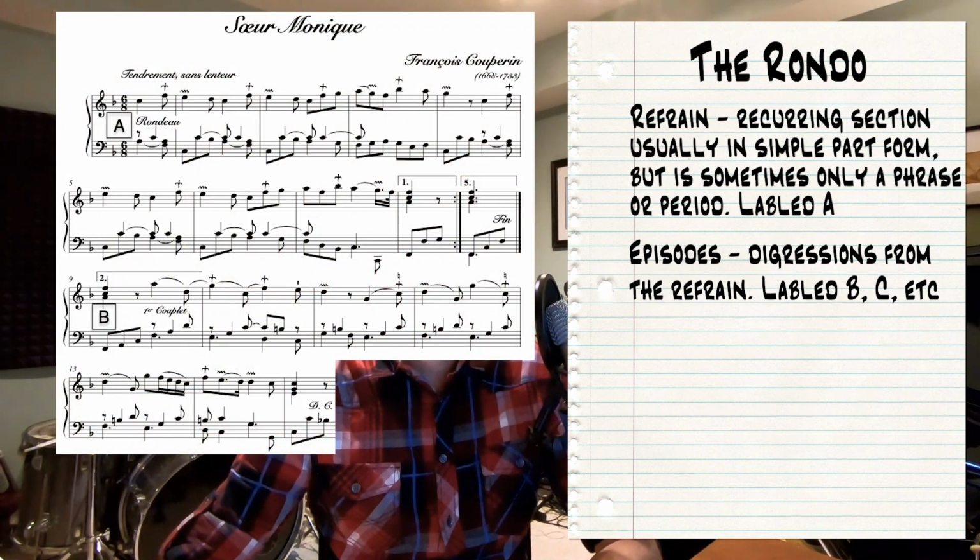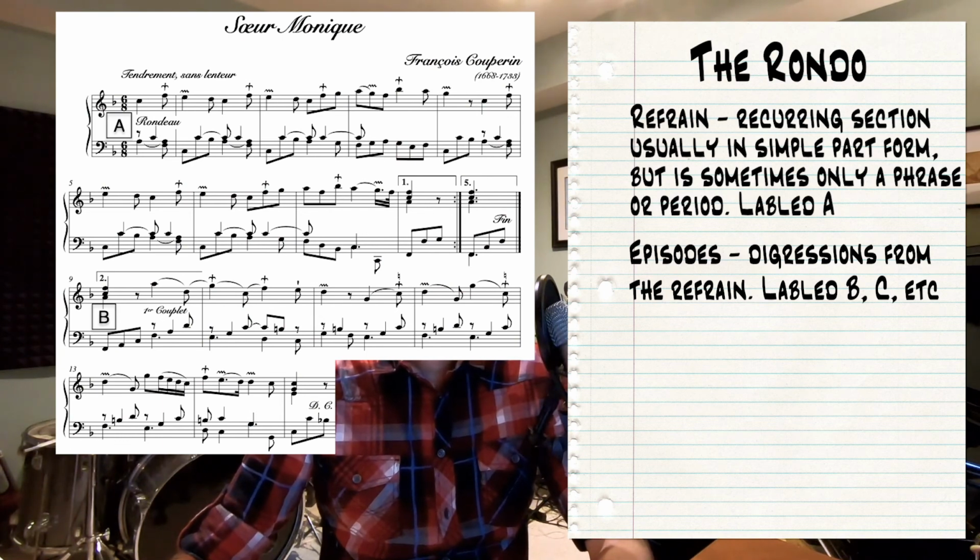So the rondo was modeled on the French Baroque rondeau, an instrumental work where a refrain is weaved through several couplets or different episodes. This piece by Couperin is always a good example.